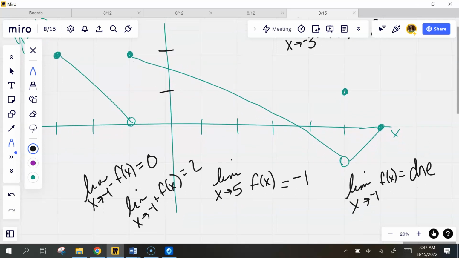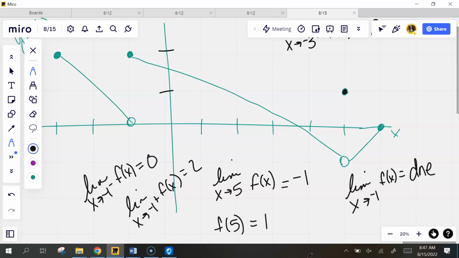What is f of 5? Everybody sees why? It's defined here, but the limit is not there. Everybody okay on analyzing a graph that way? Okay.